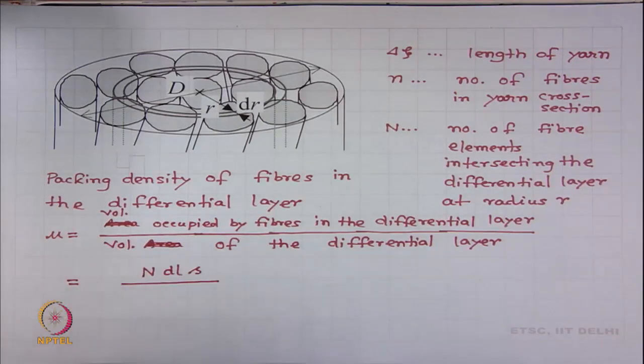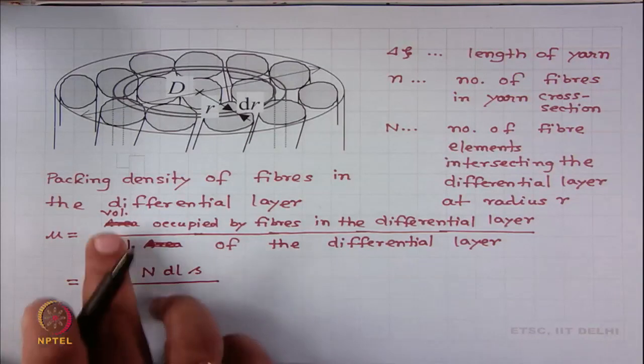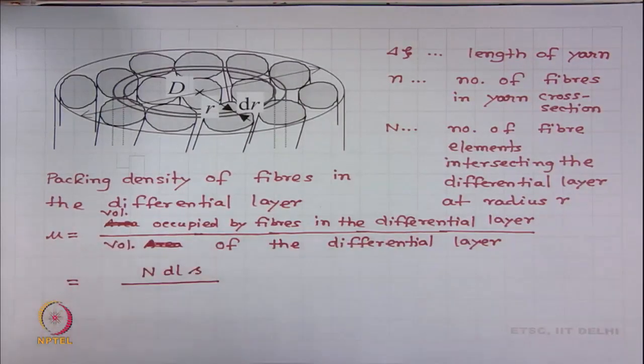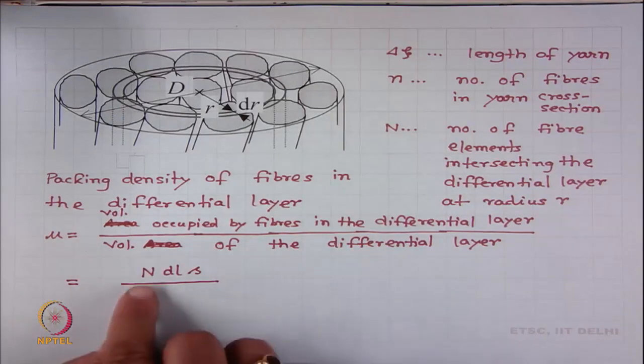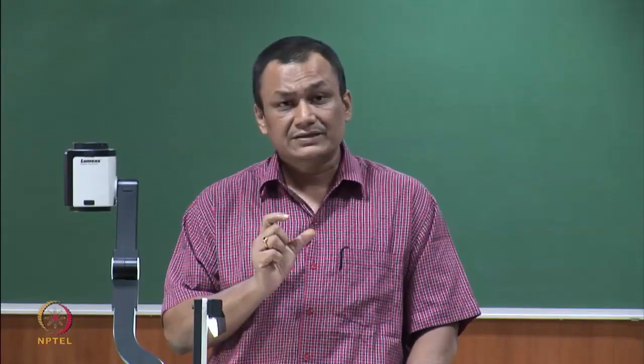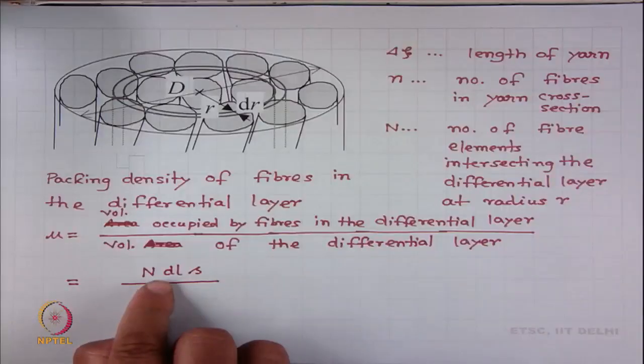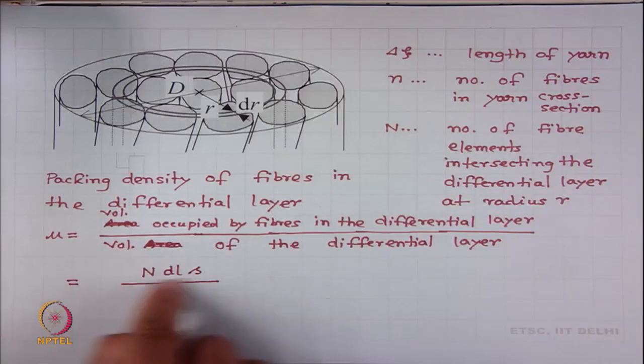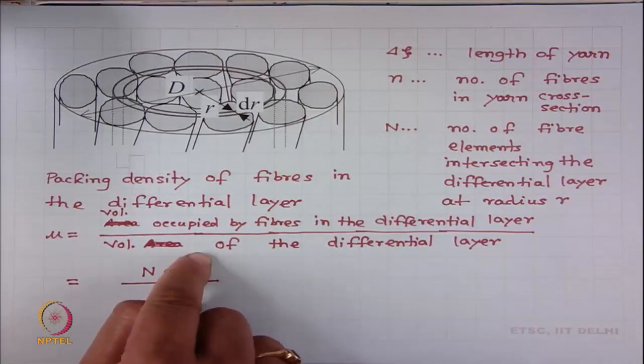And this is the volume. So, we use directly the definition of mu: volume occupied by fibers in the differential layer over volume of the differential layer. So, this capital N is the number of fiber elements available in the differential layer. Each element has an elementary length DL, and the cross sectional area of each element is small s. So, this gives the total volume occupied by fibers in the differential layer.